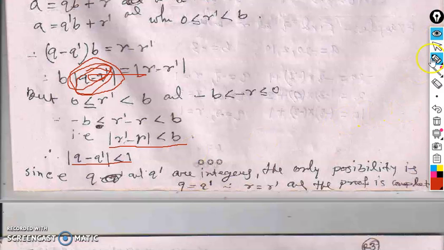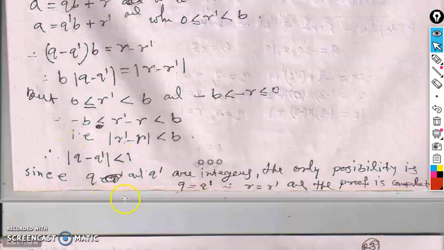Okay, so if we consider |q dash minus q| is less than 1, and we have already learned that q and q dash are integers, that means the difference of two integers, if its absolute value is less than 1, it represents that this value should be nothing other than 0. Exactly for that reason we consider q minus q dash to be equal to 0. If q dash minus q is equal to 0, it represents that q should be equal to q dash.